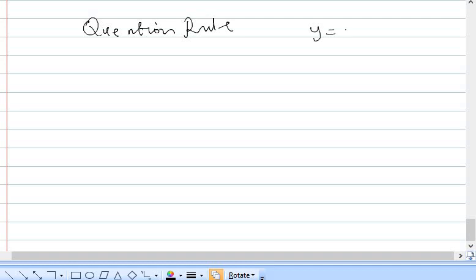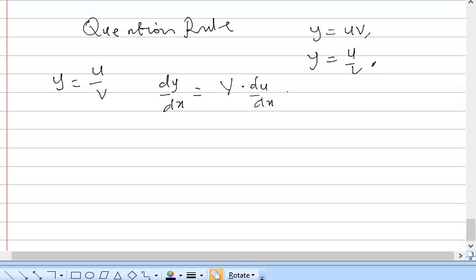y is equal to uv, and for the quotient rule we have y is equal to u over v. So this one is just like product, and this one is just like division. The formula is given. If you have y equal to u by v, then dy by dx should be equal to v du by dx, then minus u dv by dx, all over v squared. So this is the formula.